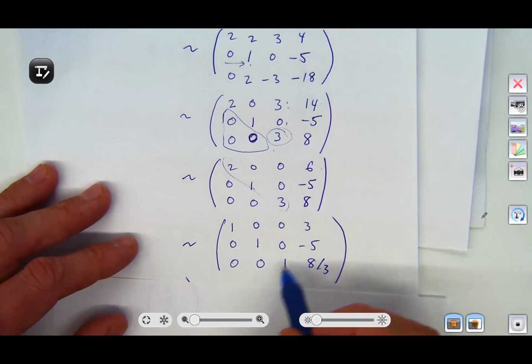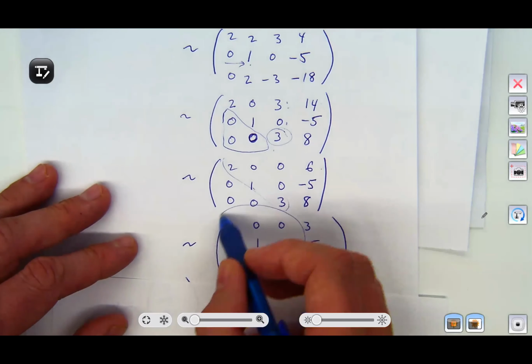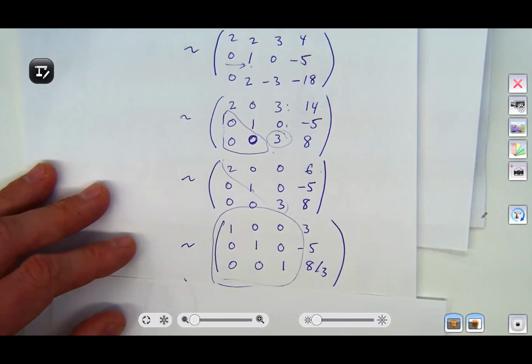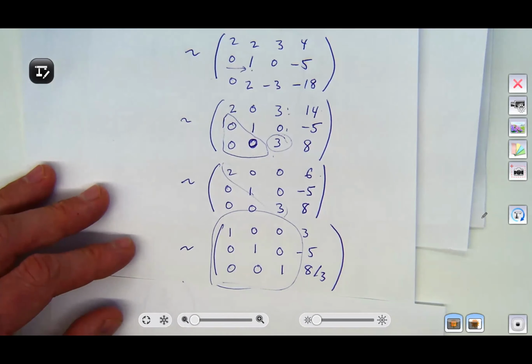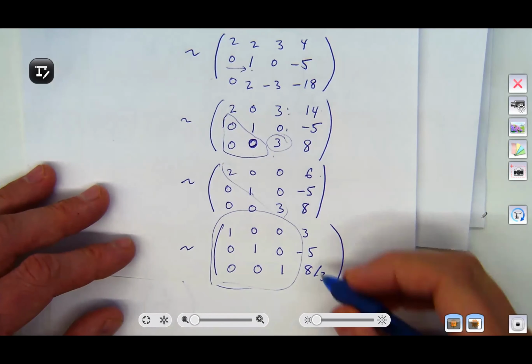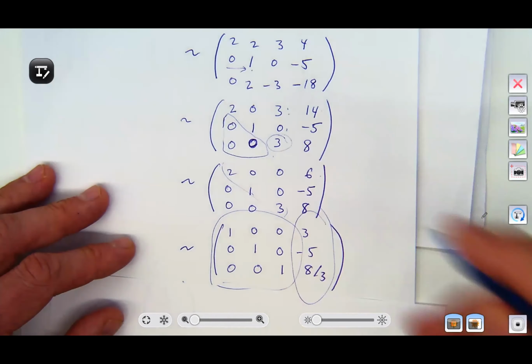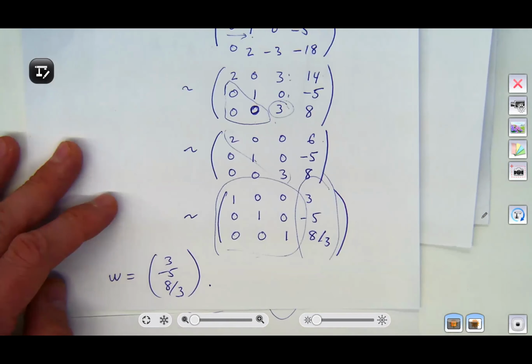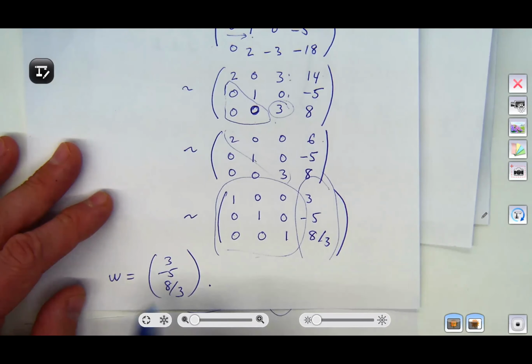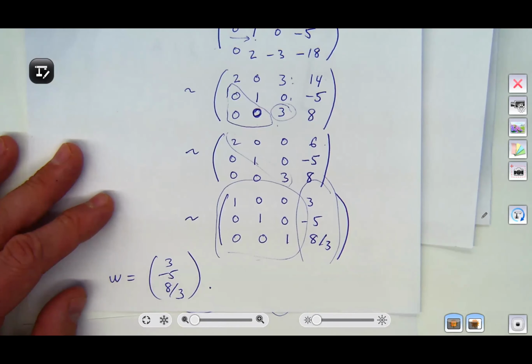But now that we have the identity matrix right here on the left, that tells us two things. It tells us that the matrix A is invertible, right? And it also tells us the answer that we're seeking, right, which is this. So in other words, W equals 3, minus 5, and 8/3. And if you divide 8 by 3, you'll get 2.6 recurring.